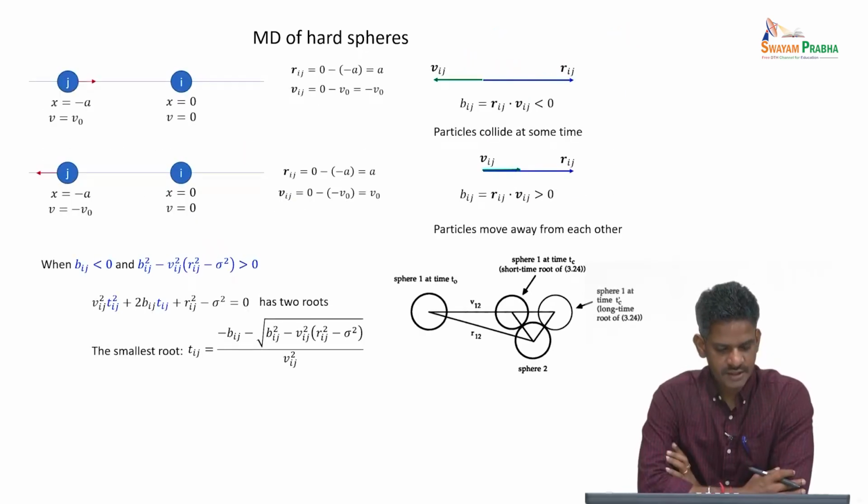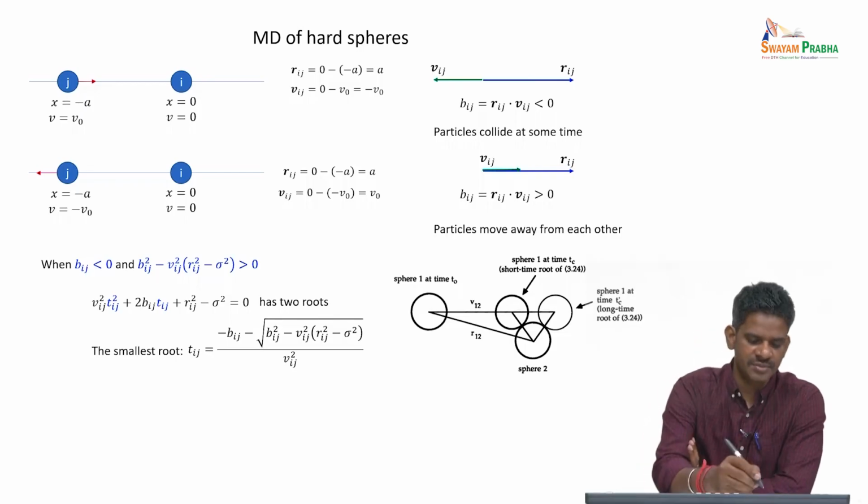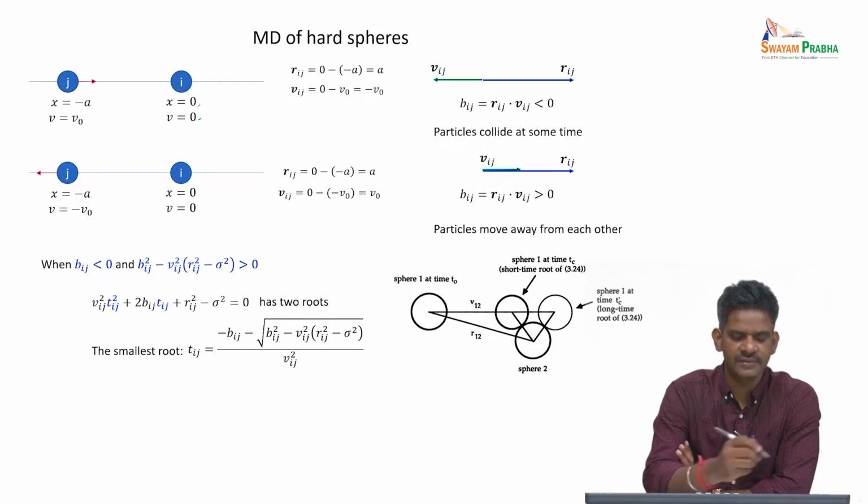So now let us look at an example, under what condition they will undergo collision and when they do not. To illustrate this example, I have taken a simple 1D problem. Let us say this particle i is at x equal to 0 and it has a velocity of v equal to 0.